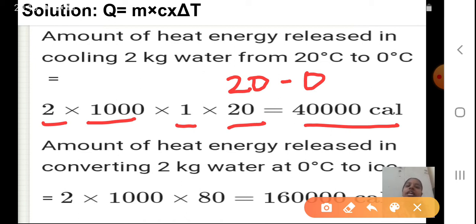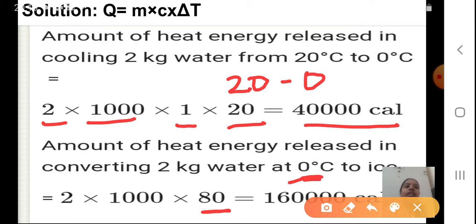How much energy is released while converting this 2 kgs of water at 0 degree Celsius to ice? That we will calculate. So to ice, it means now I have started converting it. What will that be? 2 into 1000 again, that is 2000, multiplied by 80, the latent heat value.